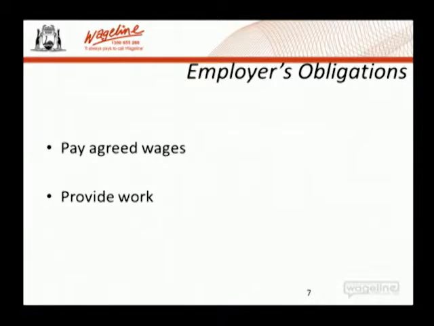An employer has to provide the wages that they've advertised as the minimum rate of pay for that particular job. And also you have to provide the work that you've said. Again, this comes back to representing the job accurately and clearly. If you're going to offer a certain pay rate and offer certain duties, you've got to make sure that you can then provide that to your employees.